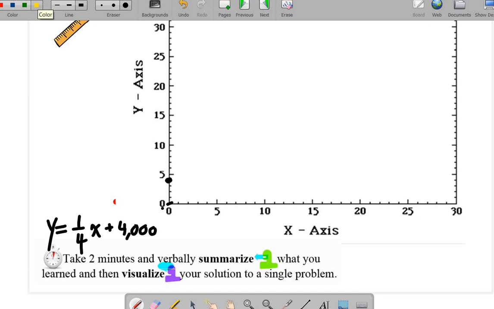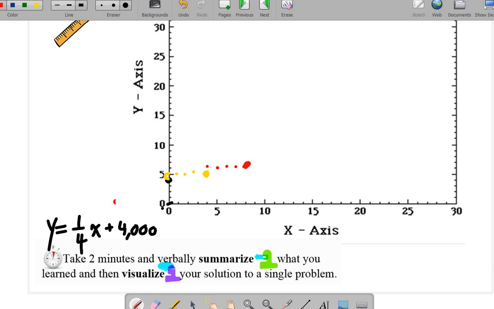Then we go like this. We're going to go up 1. And then over 4, 1, 2, 3, 4. There's our second data point. Up 1, over 4. All right, and then let's do another data point. I can go like this. Up 1 again, and over 4. 1, 2, 3, 4. You get another point.